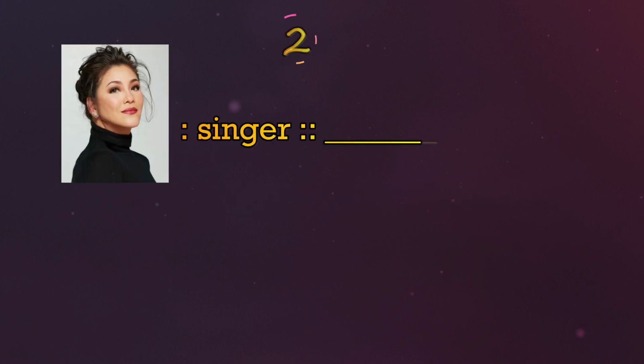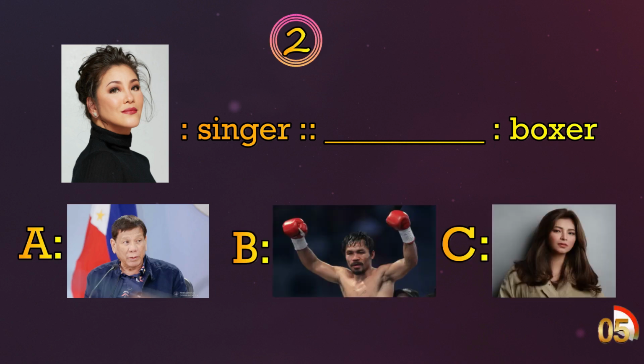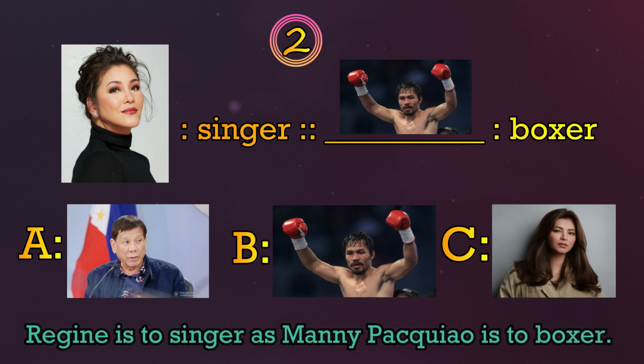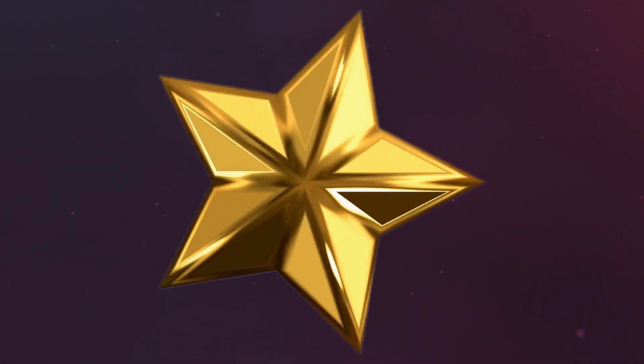Number 2. Is it A, B, or C? The correct answer is letter B for Manny Pacquiao. We read this as Regine is to singer as Manny Pacquiao is to boxer. Here's your star for your correct answer.